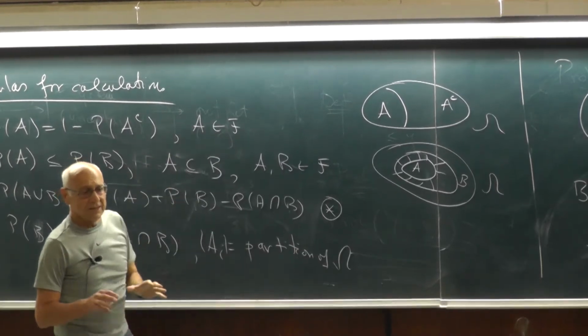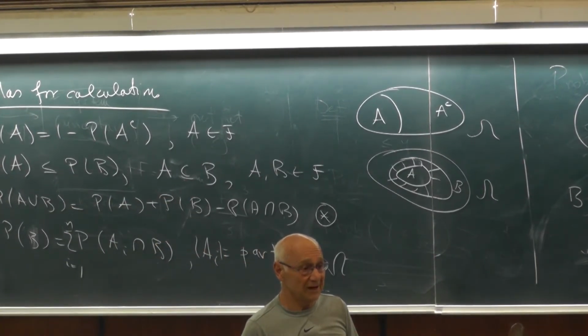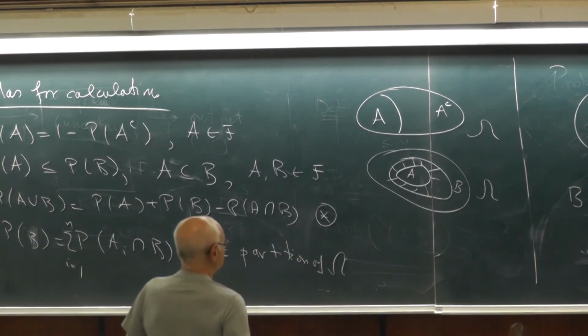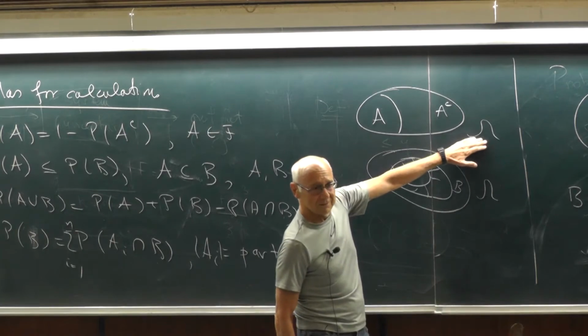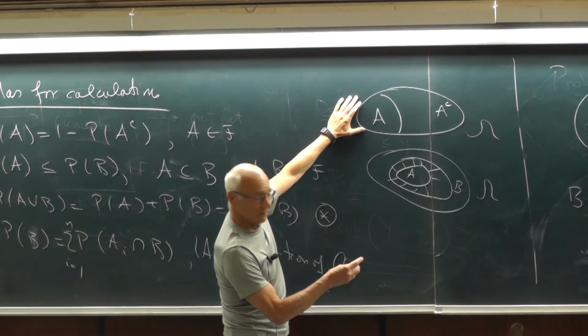So the sample space consists of all the outcomes of an experiment, whatever can happen. In the rolling die, it's 1, 2, 3, 4. So this is omega. For the die experiment, this omega is 1, 2, 3, 4. Right?